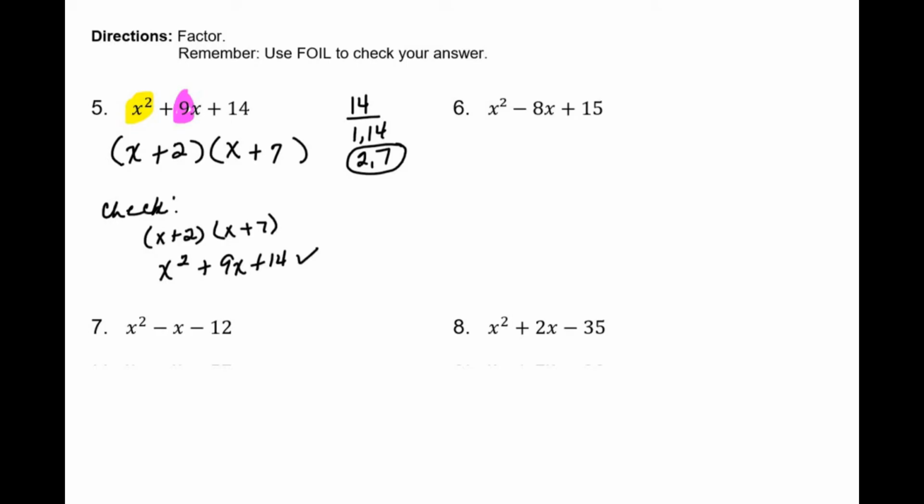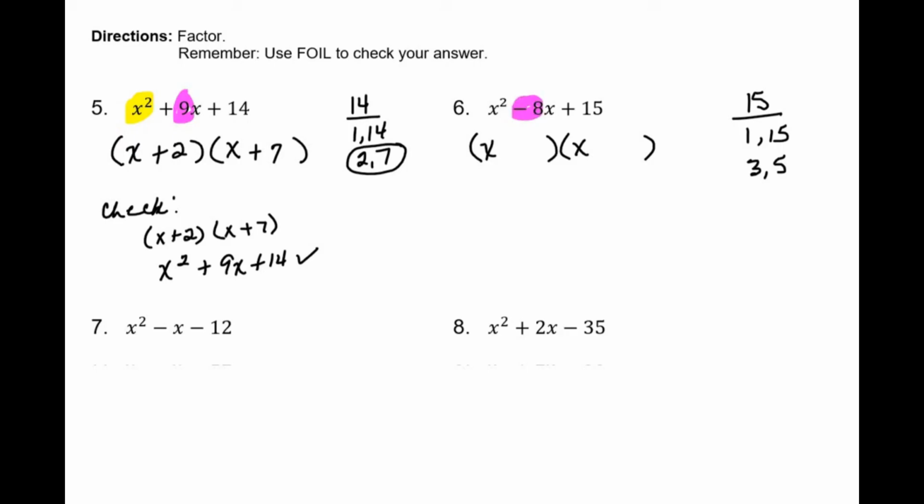Okay, problem 6. Again, this is a simple trinomial because there's not a coefficient in front of this x squared term. There's not 2x squared or 3x squared. It's just x squared. So it's a simple trinomial. So I know that this can be factored into something that looks like this. So here I'm looking for factor pairs of 15, 1 and 15, 3 and 5. Now I want the numbers to multiply to give me 15 and add to give me negative 8.